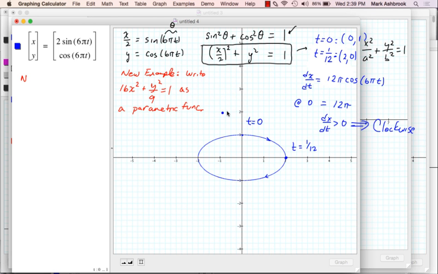Okay, now let's do your other example. So we're going to start this red example here. Given this ellipse, another ellipse, can you write it as a parametric function, x equals and y equals?